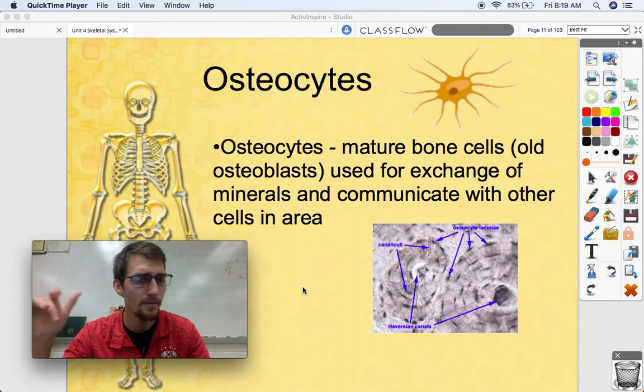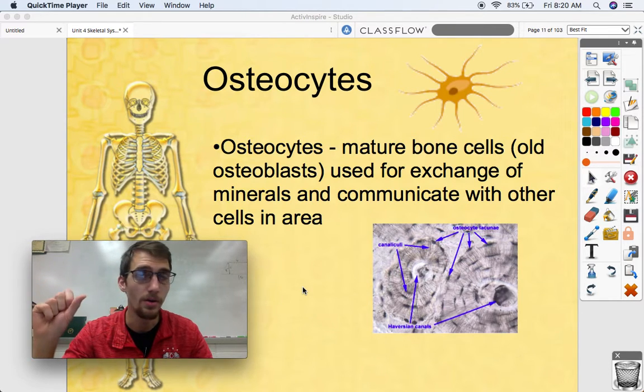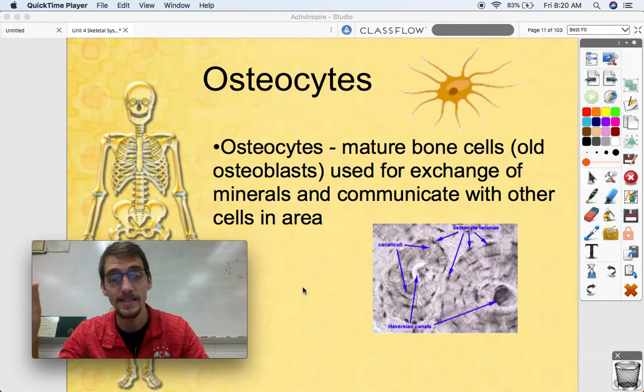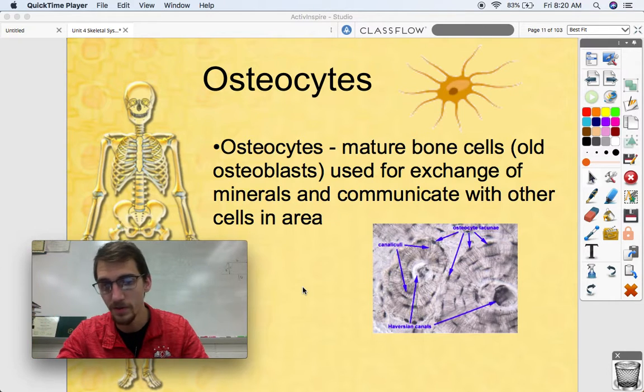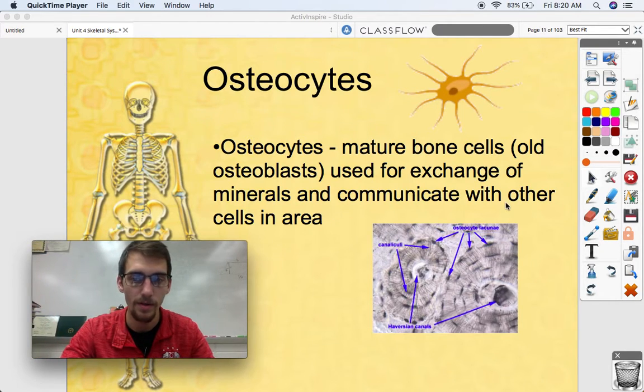So they're kind of responsible for maintaining the structure of the bone and making sure that they're not producing too much bone tissue or taking away too much bone tissue. There's not too many osteoblasts versus osteoclasts and so on and so forth.